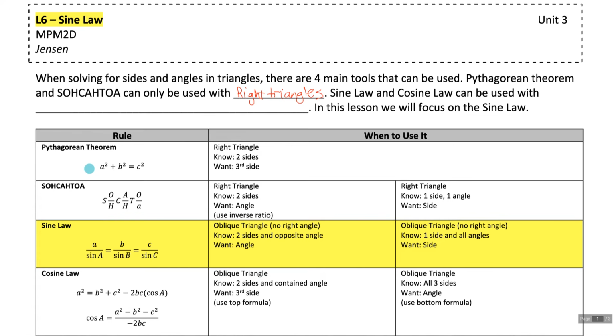There are two other tools, sine law and cosine law, that can be used with right triangles as well, but they can also be used with non-right angle triangles. We call those oblique triangles. So sine law and cosine law can be used with right and oblique triangles. In this lesson, we're going to be focusing specifically on sine law.